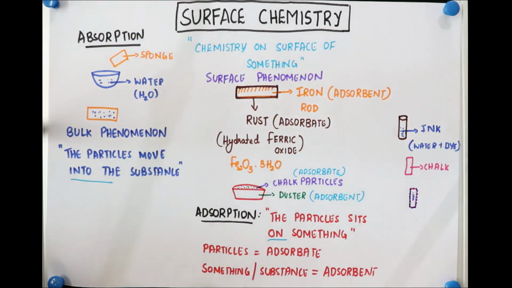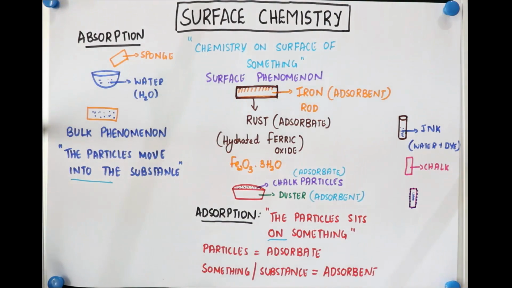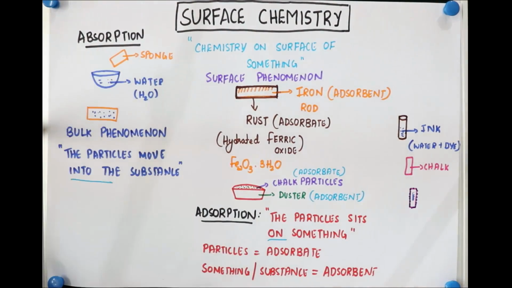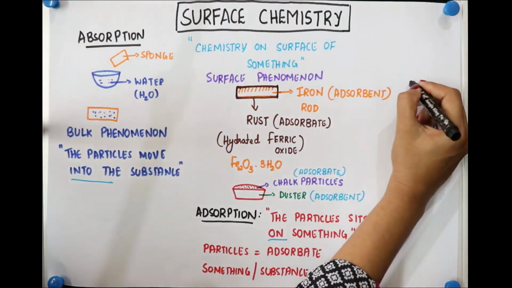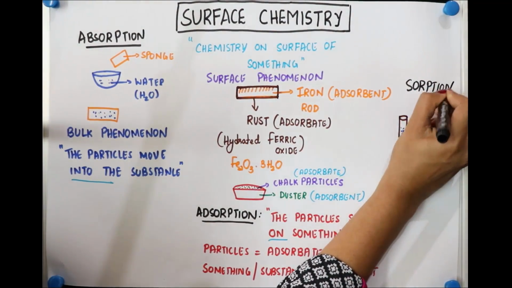So I see adsorption. Because the ink particles are the adsorbate. Correct. And the chalk piece acts like the adsorbent. Correct. But since the water particles are moving inside, I also see a bulk phenomenon going on, so there's absorption as well. Yes, that means in this particular experiment, you can see both adsorption as well as absorption happening. Correct. So this is called sorption.